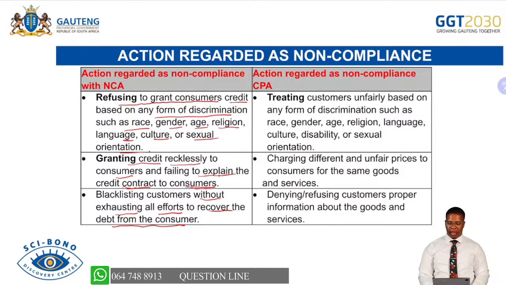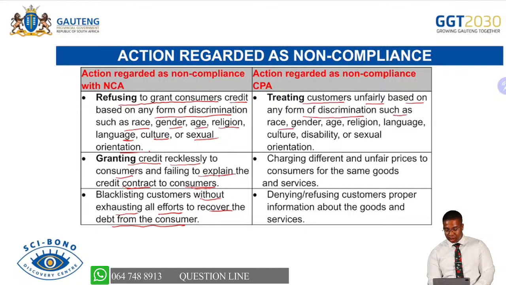When you look into actions regarded as non-compliance according to consumer protection, there we focus on the issue that treating customers unfairly based on any form of discrimination, such as race, gender, age, religion, language, culture, or disability, or sexual orientation inside a business when they are trying to buy, is considered to be what now? That is considered to be non-compliant. And then charging different and unfair prices to consumers for the same goods and services is considered to be non-compliant by that particular business.